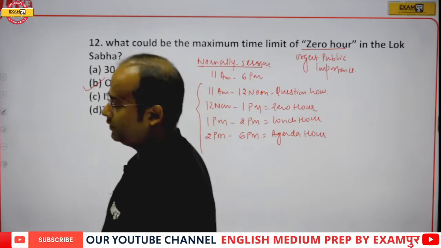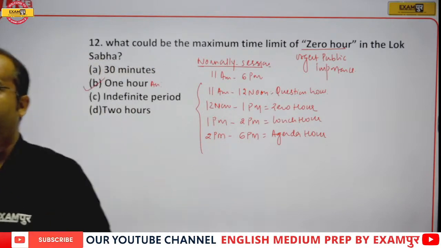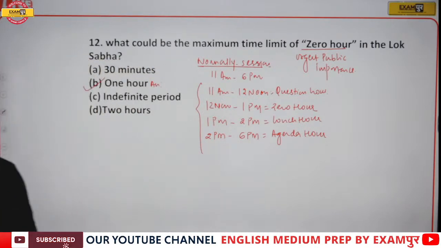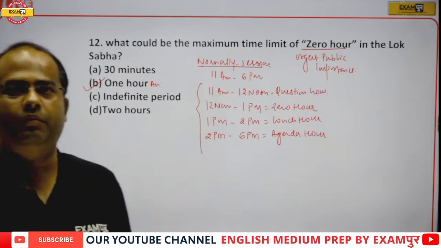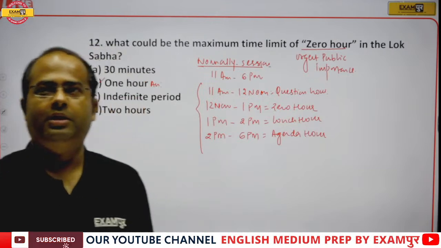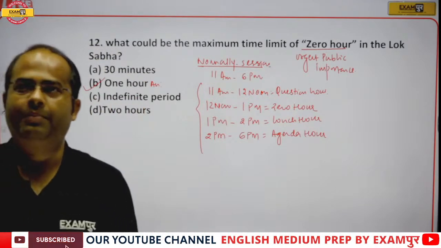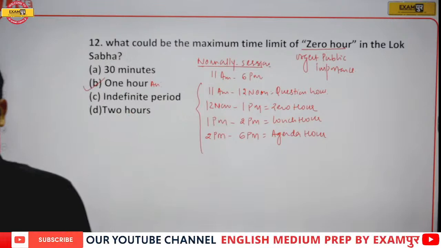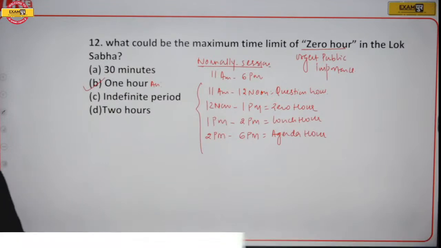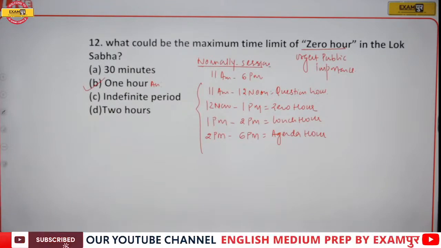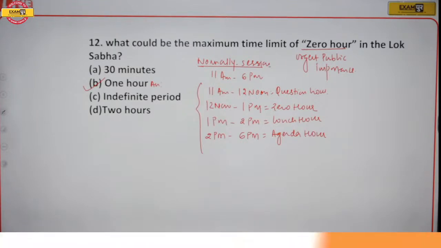So the correct answer will be, guys, option B. The maximum time period can be 1 hour. Does 0 hour happen in Rajya Sabha? Yes. In both houses it can happen, but it is not done on a frequent basis.